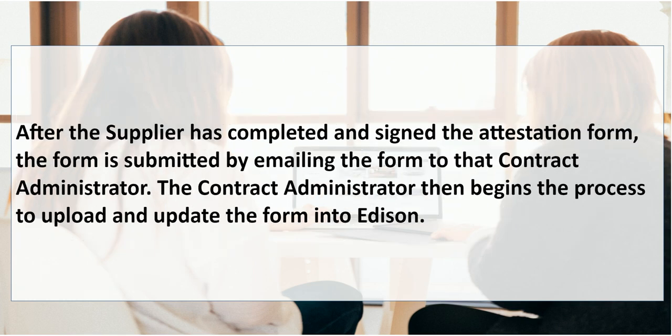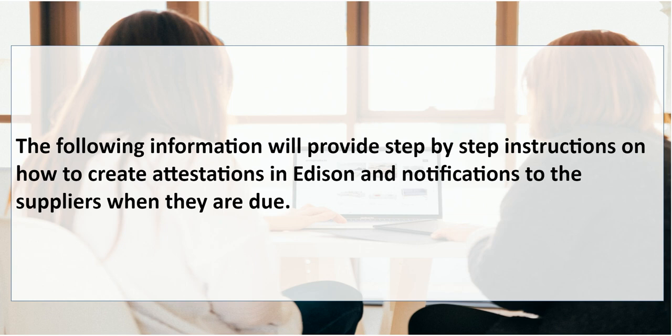After the supplier has completed and signed the attestation form, the form is submitted by emailing the form to the contract administrator. The contract administrator then begins the process to upload and update the form into Edison. The following information will provide step-by-step instructions on how to create attestations in Edison and notifications to the suppliers when they are due.